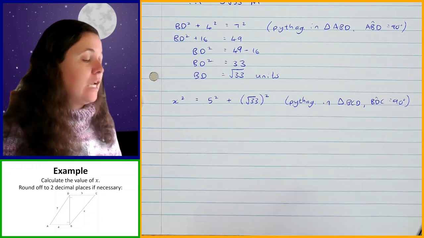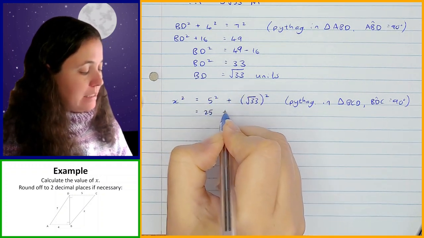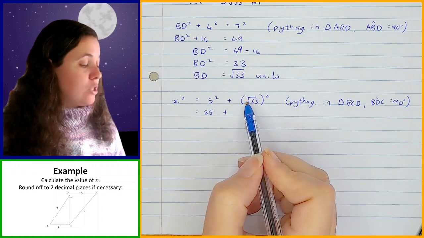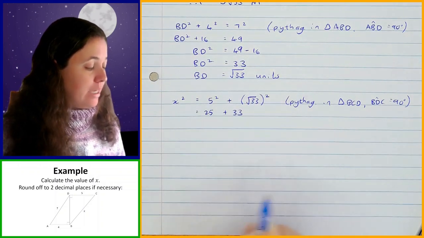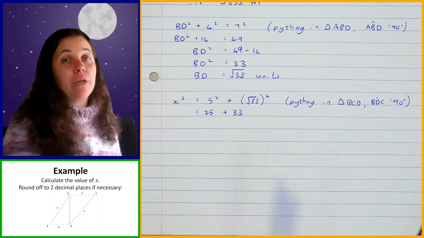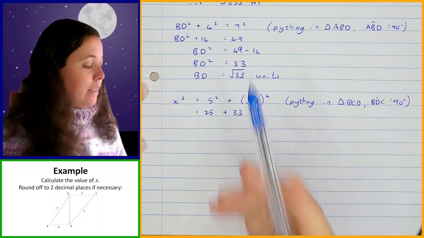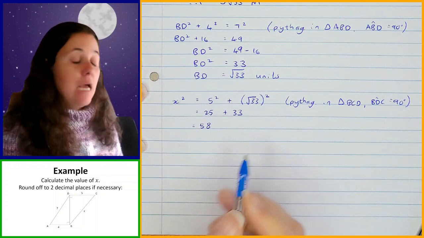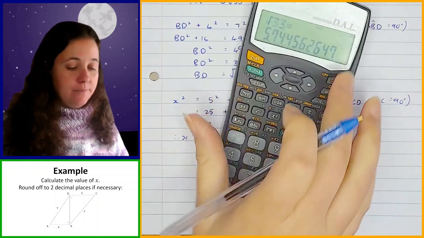Okay, so now let's go and work this out. So first of all, 5 squared is 25 plus. Now the square root of 33 squared actually is not difficult. When you have a square root and a square, they cancel each other out. So this is just going to be 33. Okay, and that makes sense because if you think over here, BD squared was 33, and here we are actually squaring BD, which means that it should also be 33. Okay, so it's 25 plus 33, and that gives us 58. So x squared is equal to 58. That means that x is the square root of 58.